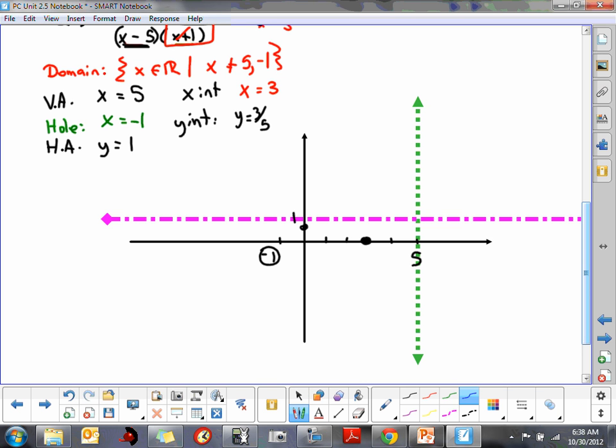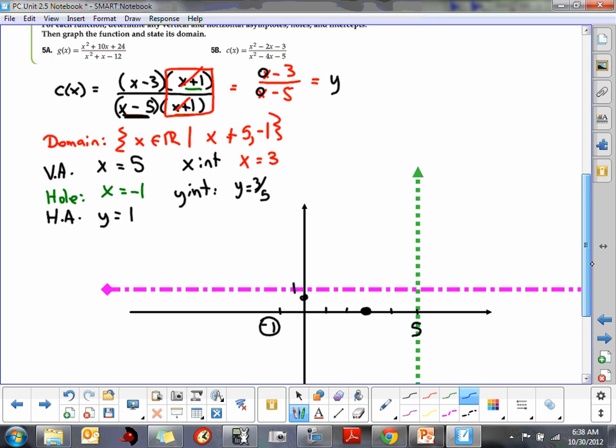So now what we're going to do is a sign test on this. So all I want to do is grab a number that is close to 5, which is a 6. I already kind of know that because it's crossing here at the x-axis and crossing here at the y-axis, it's probably approaching from the horizontal asymptote, coming through your y-intercept, coming through your x-intercept, and then coming down towards your vertical asymptote. If it's negative on the left side, then it's going to be positive on the right side, so it's going to be coming down from positive infinity and then heading towards your horizontal asymptote to the right.